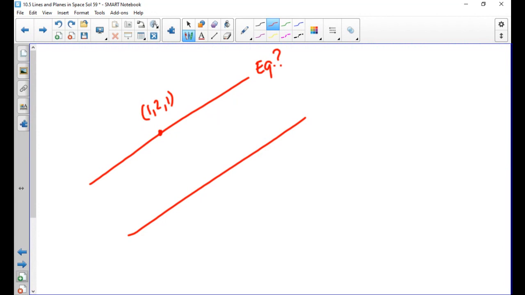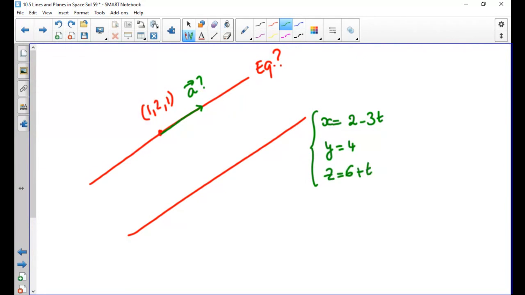I have a point. I don't have the vector A. But I know something about this line. What do I know? This line is parallel to the other line, which has the following equation: x equal to 2 minus 3t, y equal 4, and z equal 6 plus t. From this equation, I can get the vector. Because they are parallel, then they have the same direction vector.